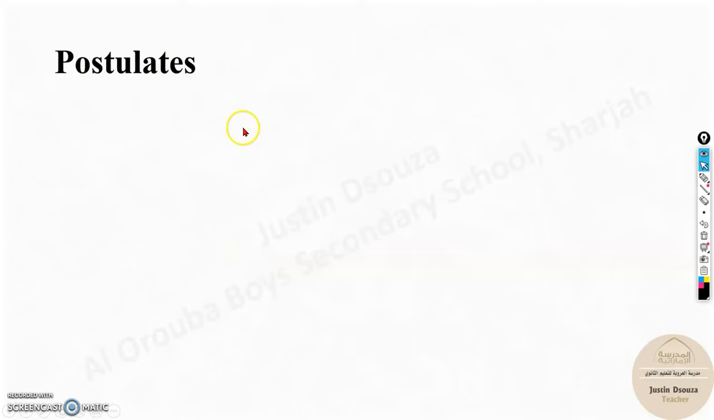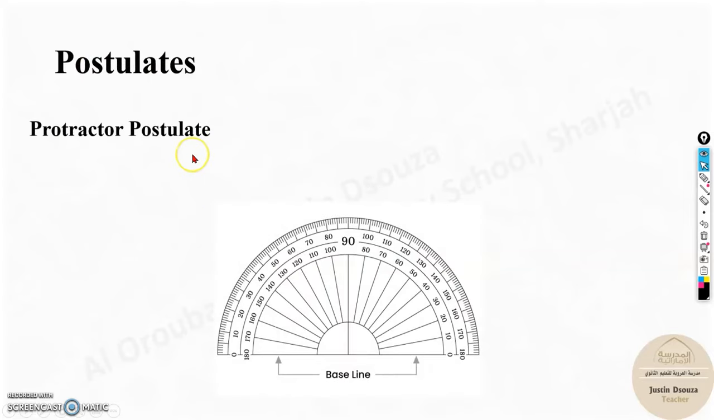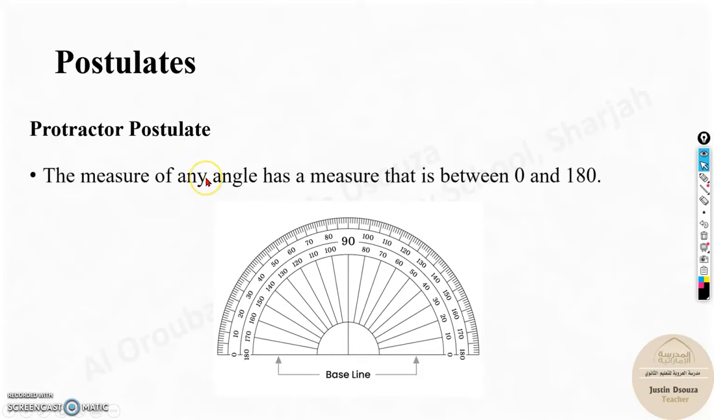And now about postulates. Postulates are similar to a theorem. It's like a statement. You do not need to prove them again and again. You can just remember these because they are always like a formula or a law. So what does the protractor postulate tell? The measure of any angle is between 0 and 180, because a protractor has 180 degrees. And if it's a flat line, 180 degrees means a line.